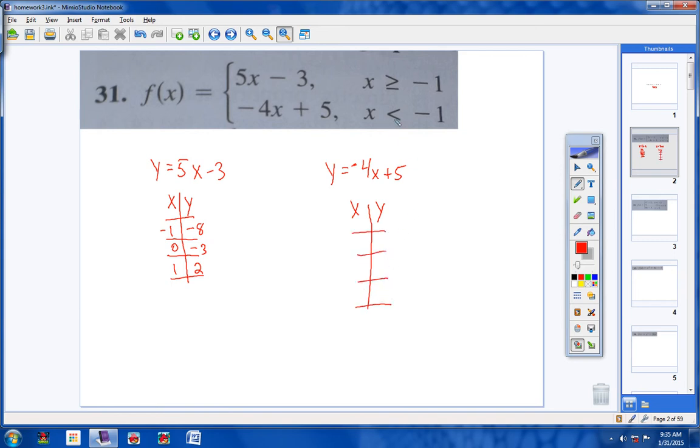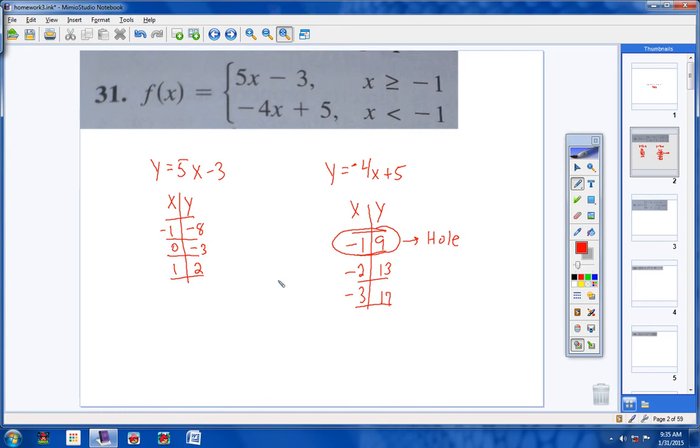That'll be pretty good. Now, you have to use values less than negative 1, so really you should not use negative 1, but I'm going to use negative 1, and I'm going to circle it to remind myself that there will be a hole in the graph for this ordered pair. All right, less than negative 1, that'd be negative 2, negative 3. So we're going to put a negative 1 in, and that will give you 9. And negative 2 will give you a 13, and this will give you 17.